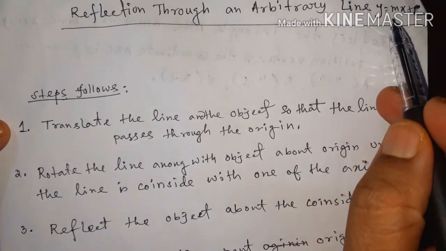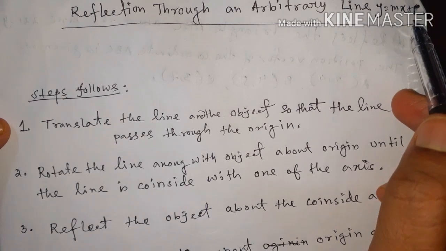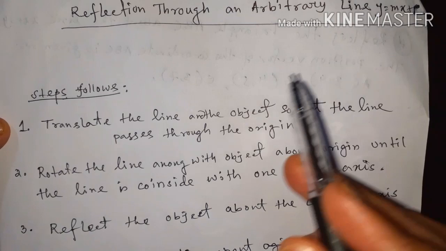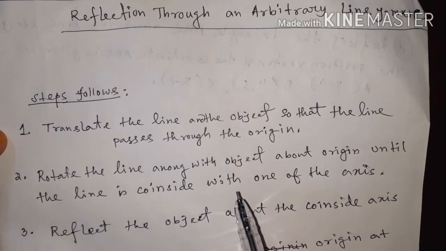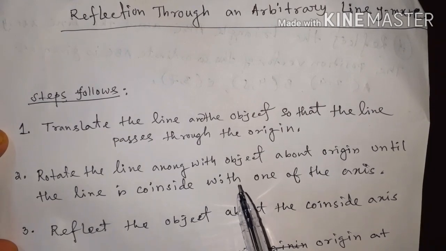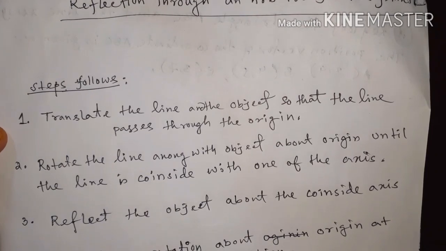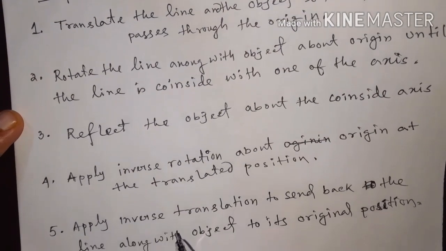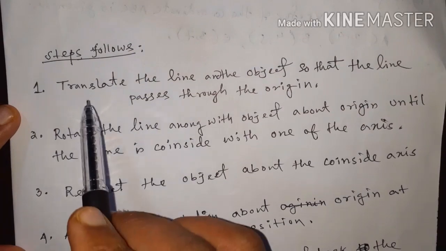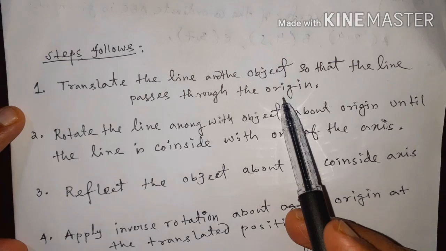If the line y equal to mx plus c is an arbitrary line, after reflection we have to calculate the new coordinates of an object. For that reason we have to follow these steps one by one. First, follow 5 steps. Step 1, translate the line along with the object to the origin.